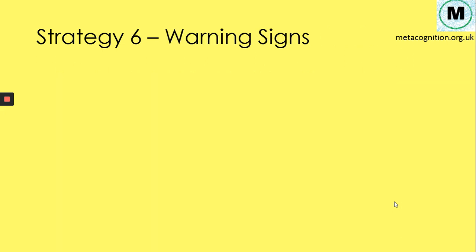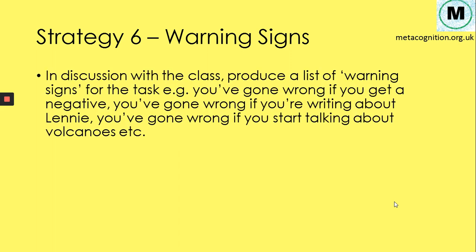Strategy 6, one of my favorites, called warning signs. Now the idea here is to produce a list, typically in collaboration with your class, of warning points or signs that you are going in the wrong direction, typically from a strategy point of view. So if you suddenly get a negative number, for example, and your strategy or your formula doesn't allow that, you know you've gone wrong. Or if you're writing of Mice and Men and it firmly says do not mention Lenny, and you start talking about Lenny, then you know you've gone wrong.